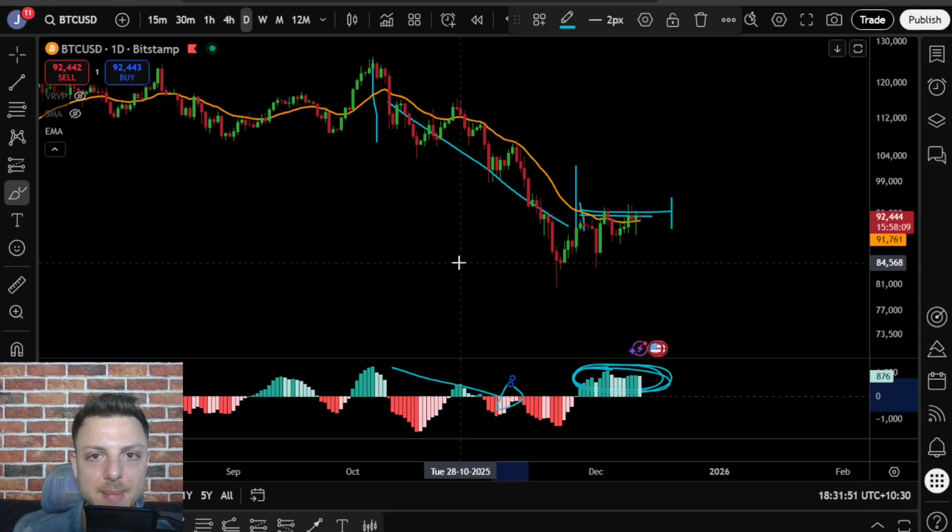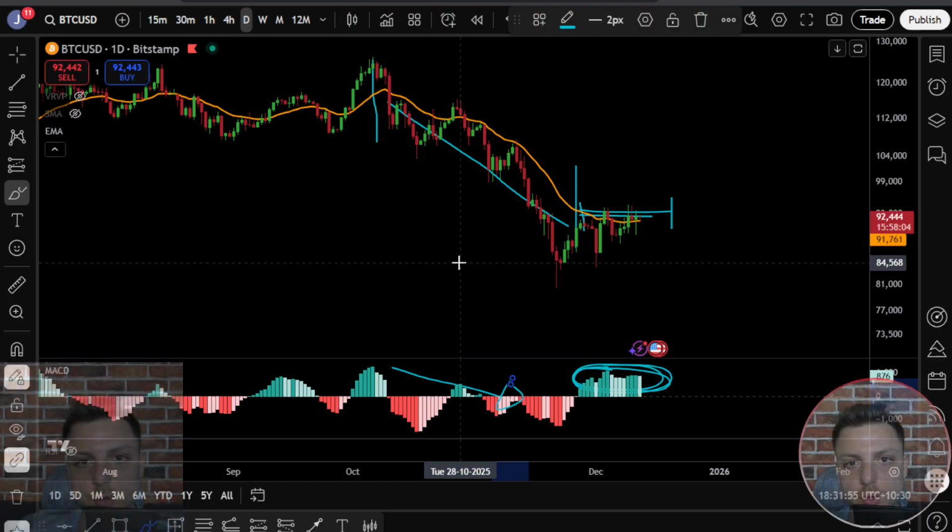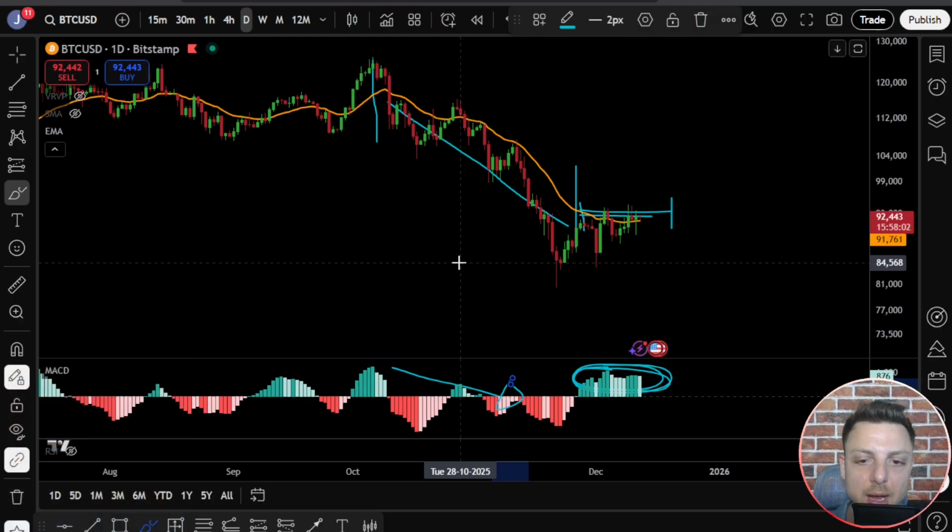I won't be using the MACD down on the hourly time frame. It's very, very effective to analyze on these longer term time frames initially, and then use it in conjunction with the EMA before we then move down to those shorter term time frames.